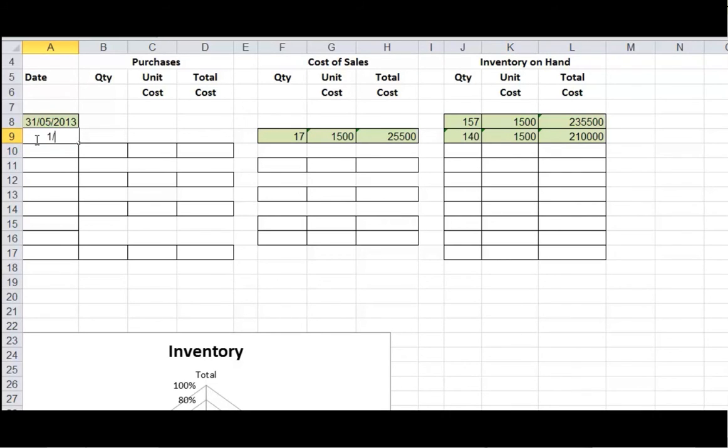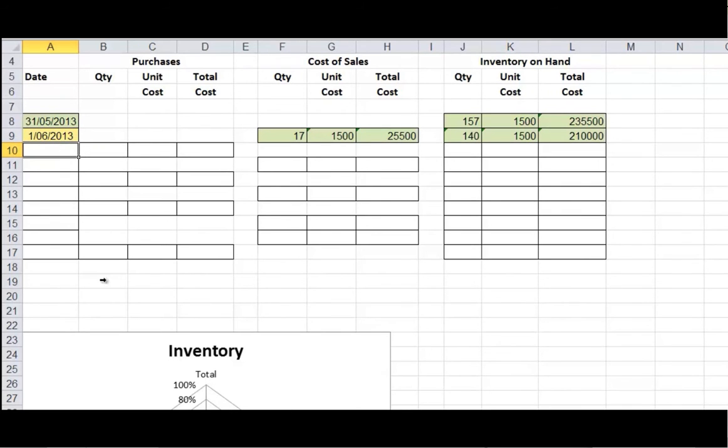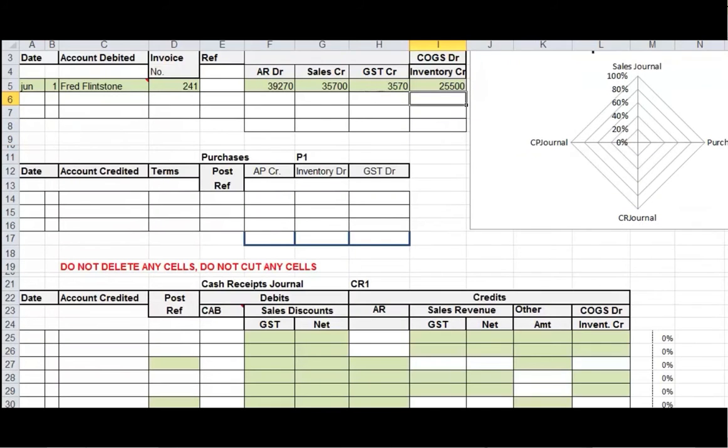So I need to put in the date. And it hasn't gone green, but it is correct. Now, is there anything else we need to do?